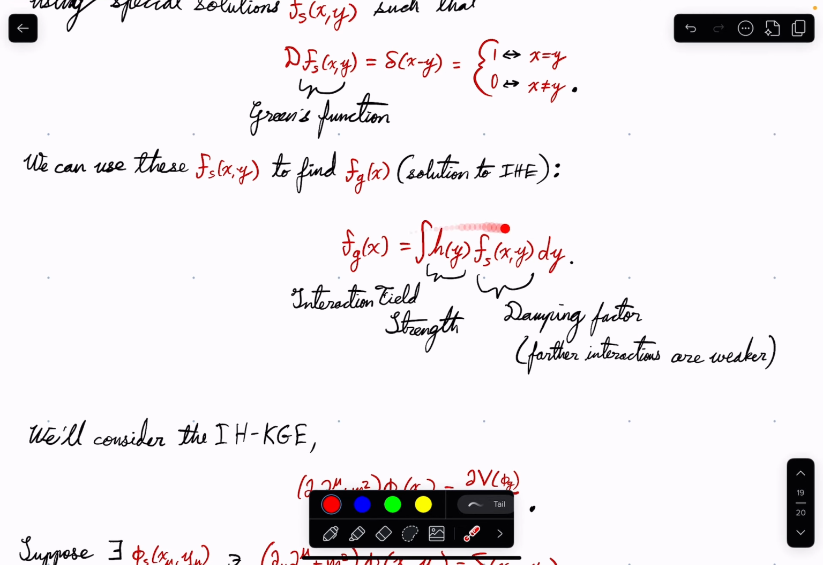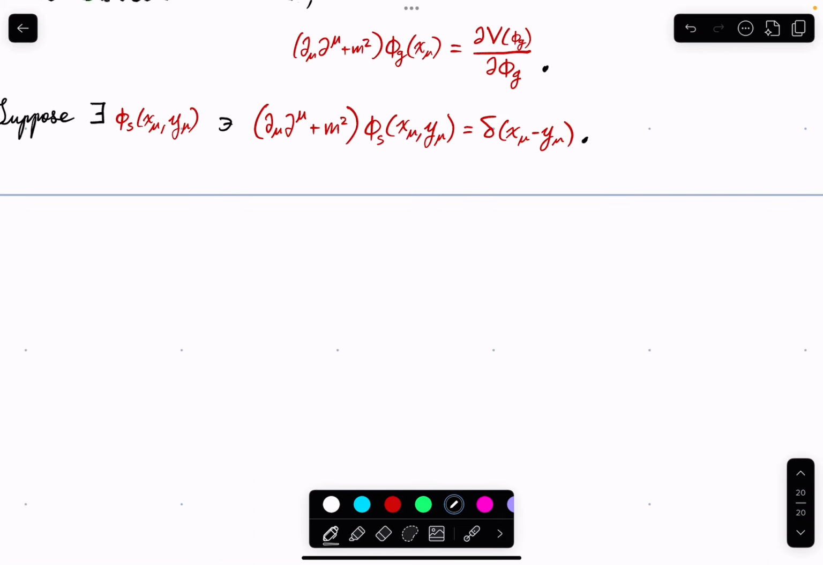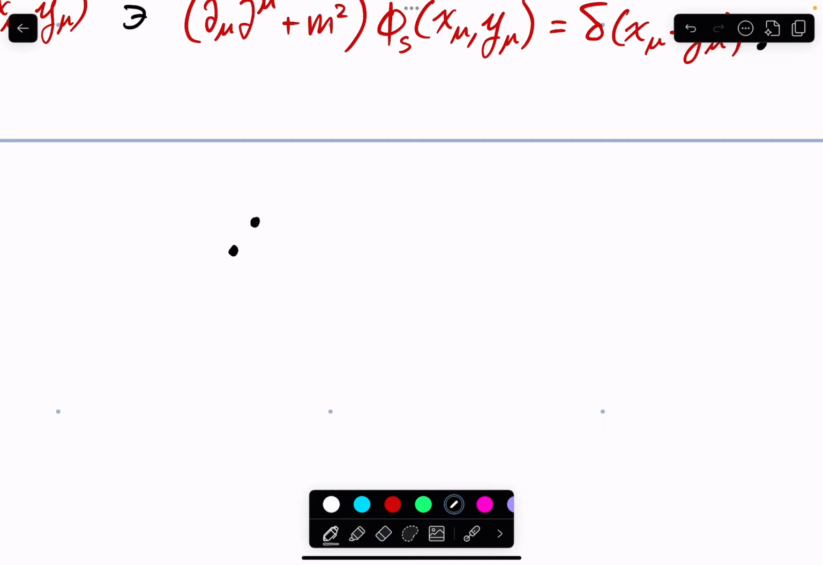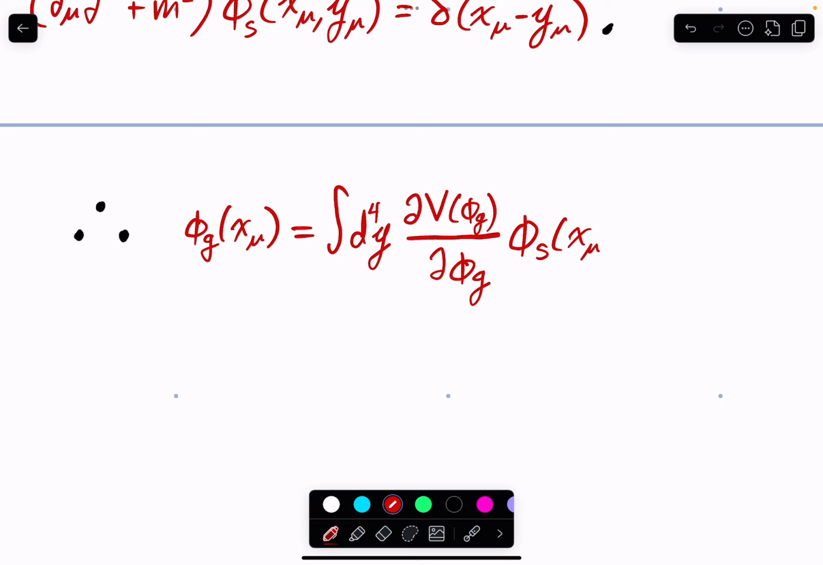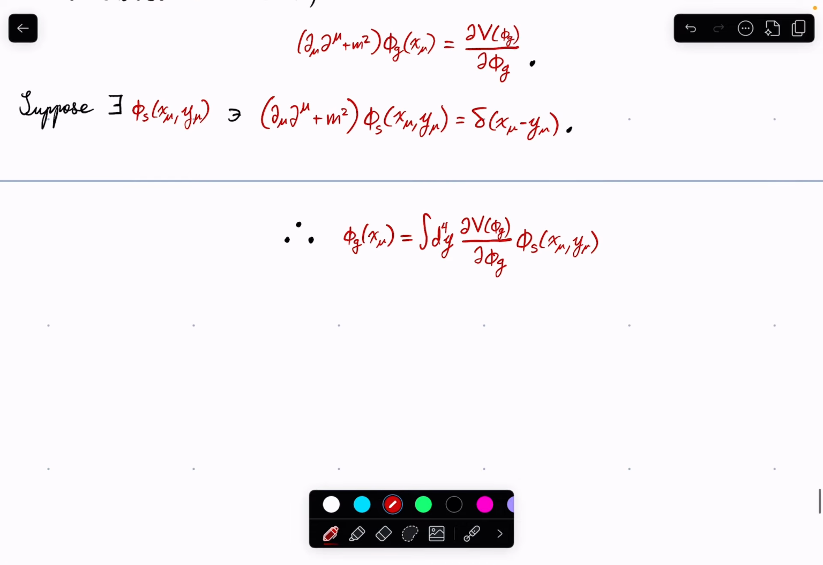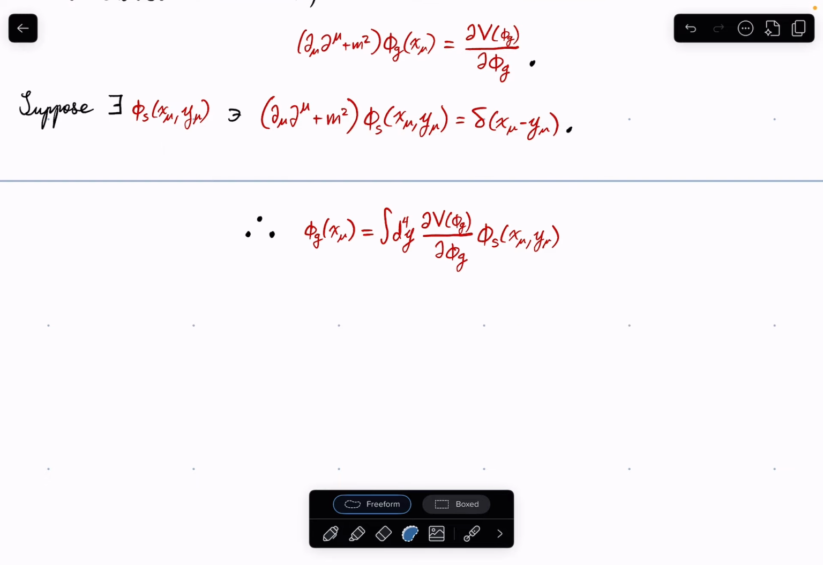Okay. Therefore, following this procedure where we find the general solution, we can say that the general field, x mu, is equal to the integral over four-dimensional space of the derivative, the gradient, here times the s x mu and then y mu, like so. So therefore, a general field solution will look like this.